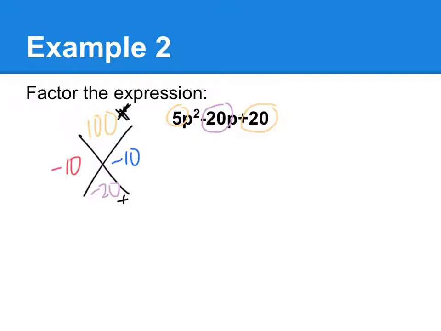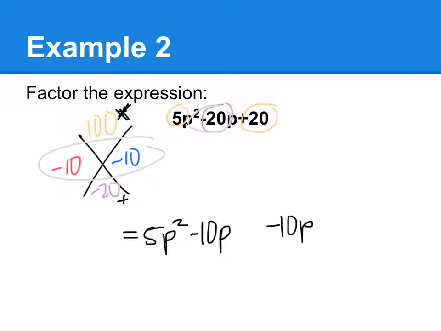Now let's split the middle. That's the cool part. Split the middle. So let's rewrite the entire thing. We're going to get 5p squared minus 20p plus 20, which is the same thing as 5p squared minus 10p minus 10p plus 20.